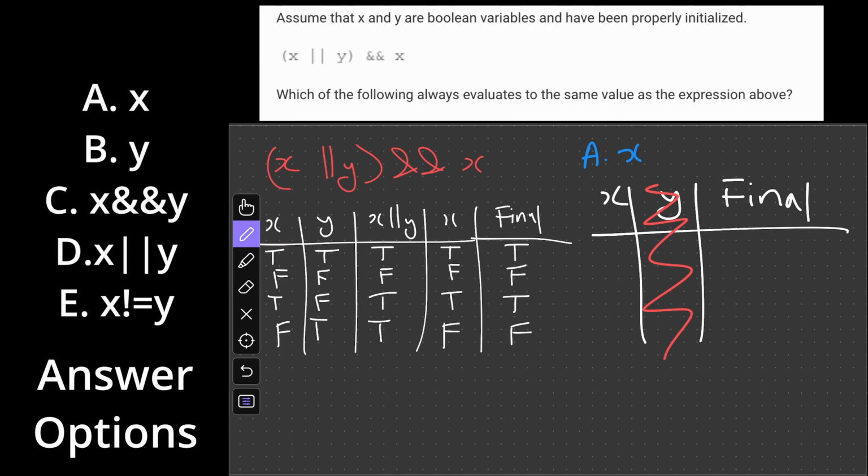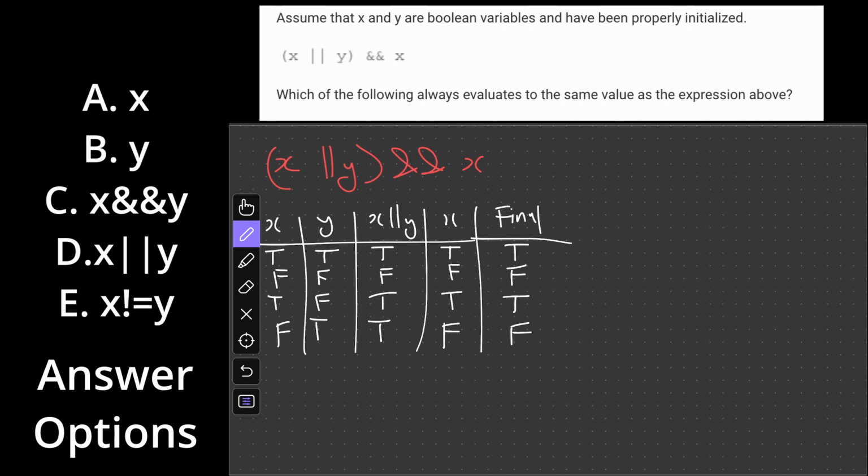So we're going to use these exact same values that we used for the X in the original expression. Our first X value was true, second was false, third was true, fourth was false, and final would just be true, false, because our final value is that X. So here we can see that the 2 match. So most likely X is going to be your right answer. I know Y is not going to be true, because our Y with these values would evaluate to true, false, true, which is not equal to true, false. So that would not be true.